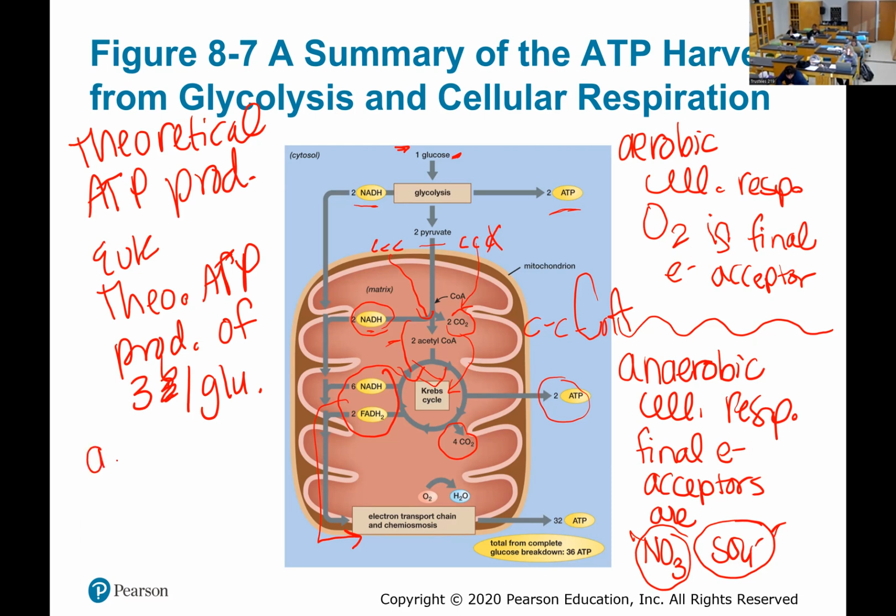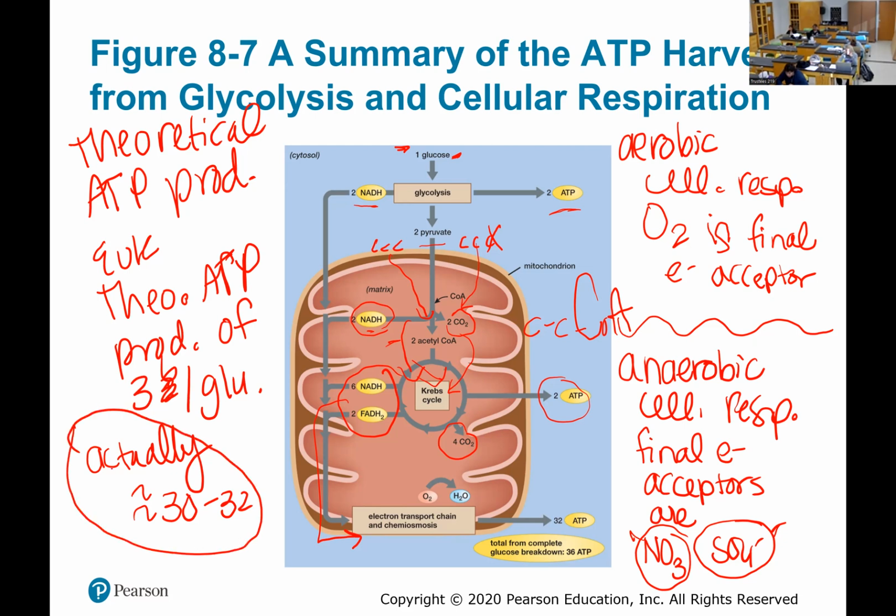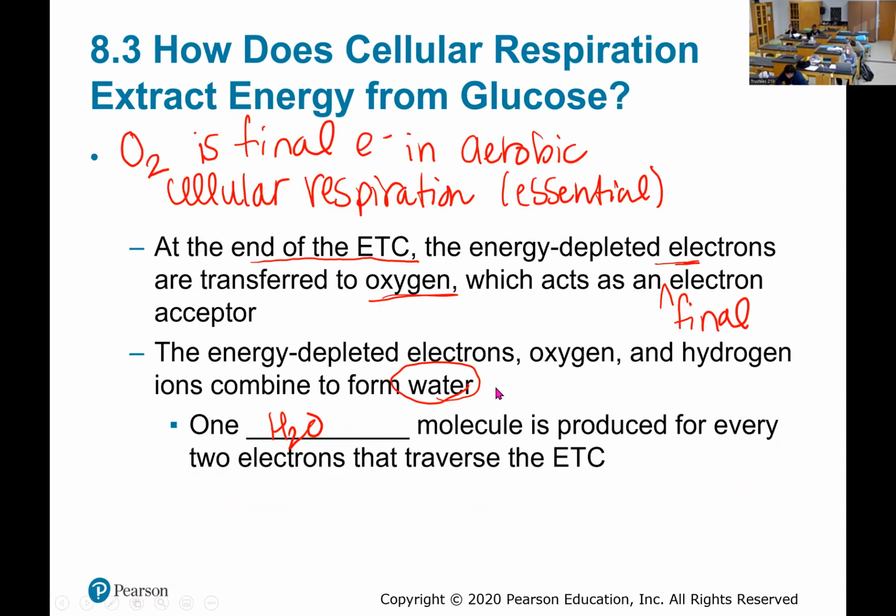In actuality, this is probably around 30 to 32. The 36 is like a book number. If everything happened perfectly, the most you could get with a eukaryotic cell is 36. In actuality, there's probably only 30 to 32, and let me show you why.